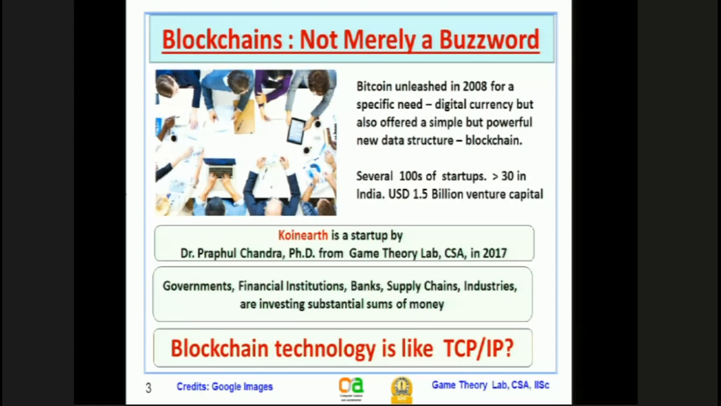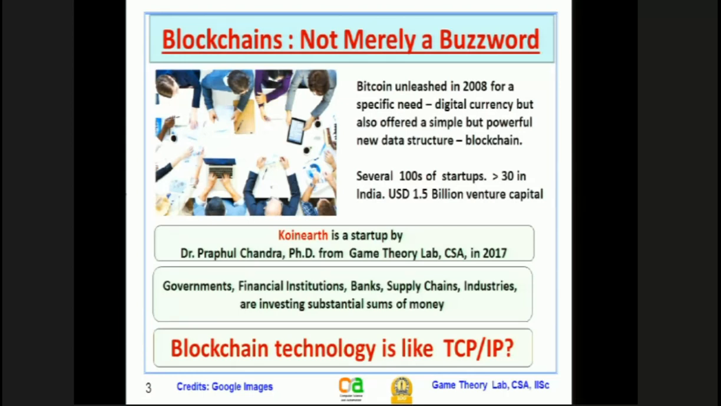So in 2008, the Bitcoin paper was written by Satoshi Nakamoto. It's a very simple 8-page paper, a must read for everyone. You can actually finish reading it in exactly 1 hour. Simple but very, very powerful ideas. Now there are several hundreds of startups in this area, more than 30 in India itself. Probably that number is even more. So much of venture capital has been sunk into this area now.